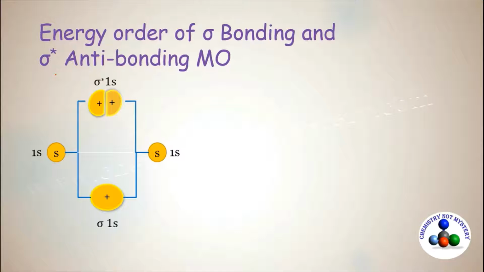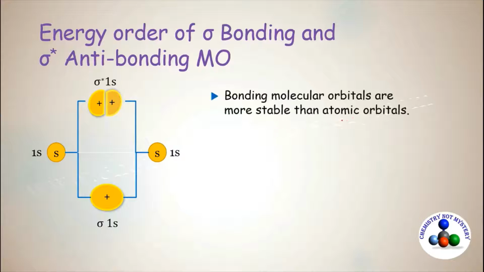So what is the energy order for sigma bonding and sigma antibonding molecular orbital? Bonding molecular orbitals are more stable than the atomic orbitals. Here you can compare the energy of atomic orbitals and molecular orbital. So this is the energy of atomic orbital, and here you can see this bonding molecular orbital has lower energy than that of atomic orbital.